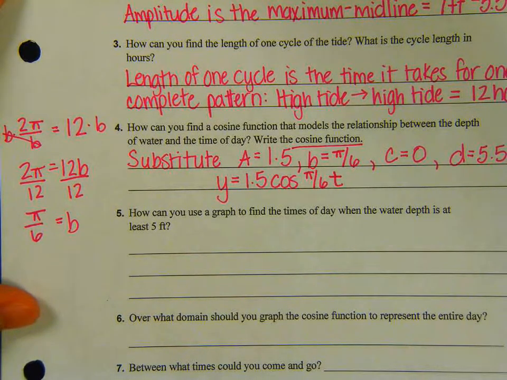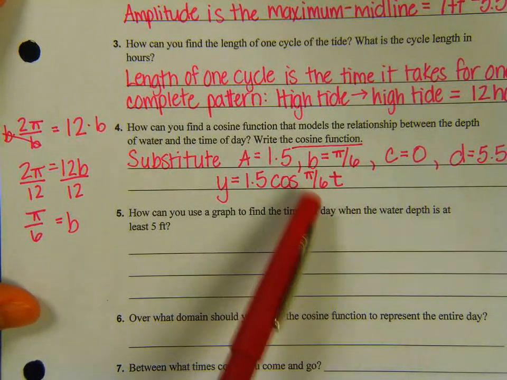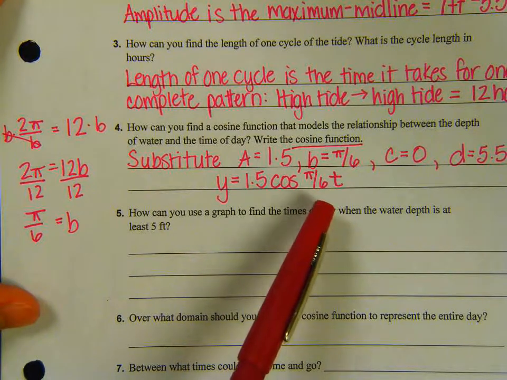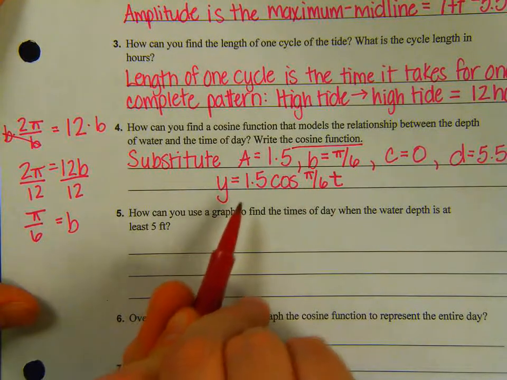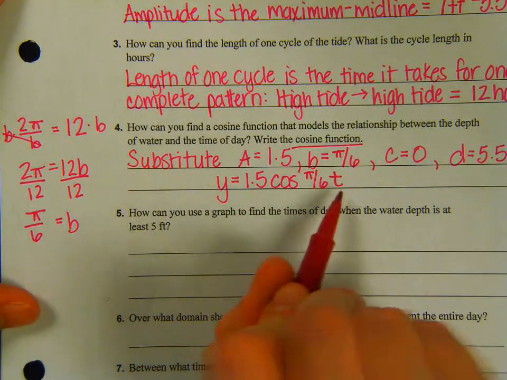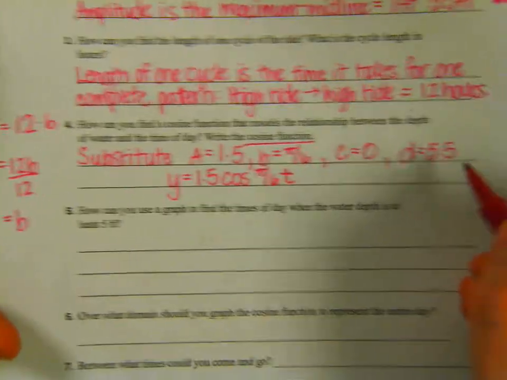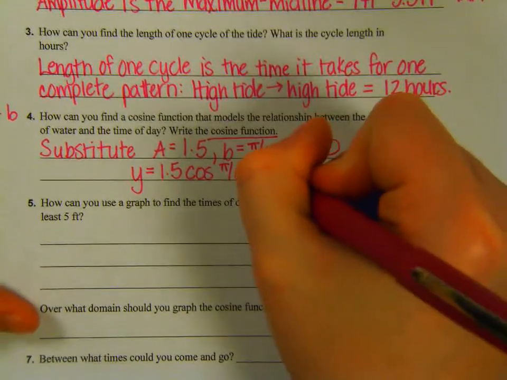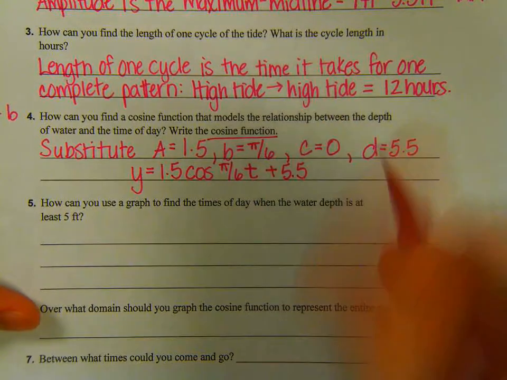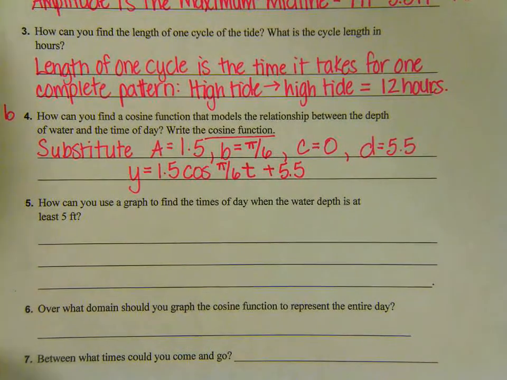We don't have a c value. Yes? No, it doesn't have to be. Since we don't have a c value, you don't need a set of parentheses. So y equals 1.5 cosine pi over 6t, and then we have the last number in here. We have the d value, which is plus 5.5. So now I have my function.